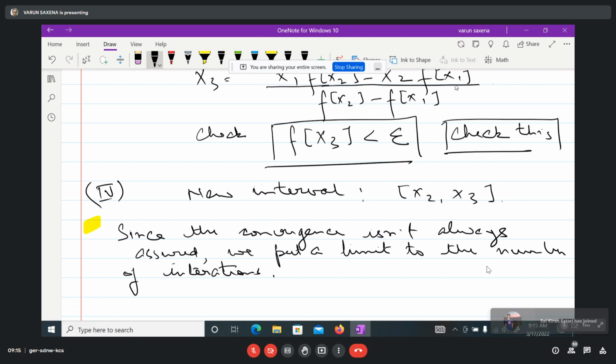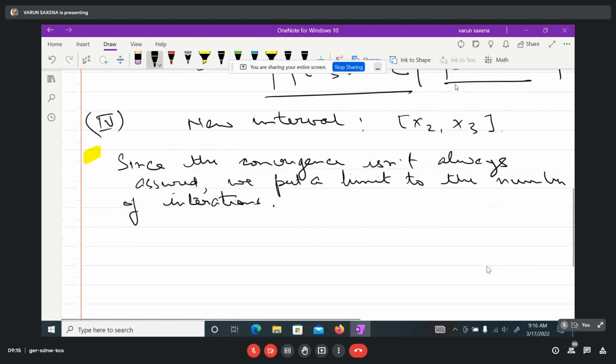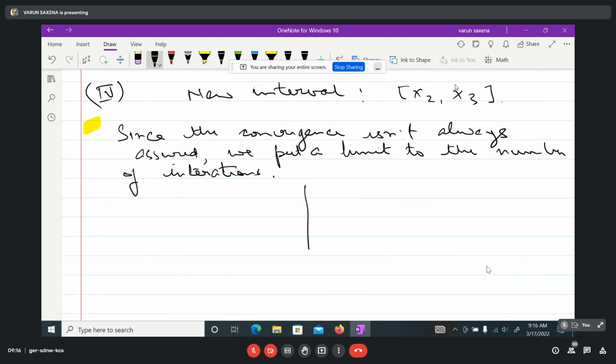Because it could just so happen, like for example, I'll tell you what I mean. It could just so happen that suppose this is your function, it is cutting here, and let's say that you chose... okay, so this is your x, this is your f(x).